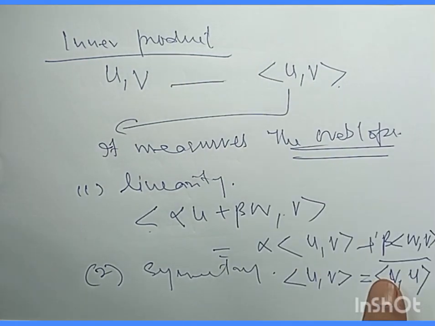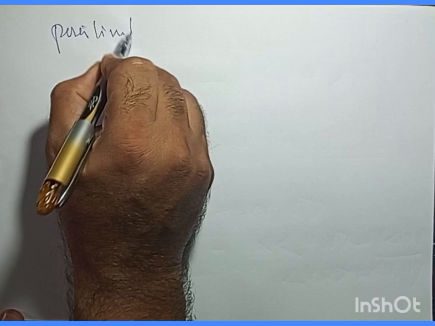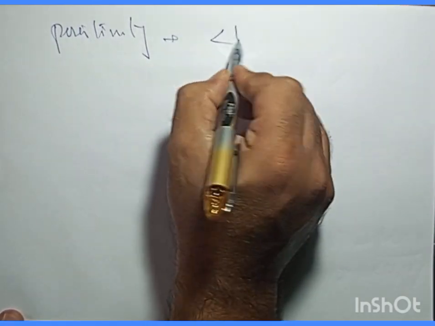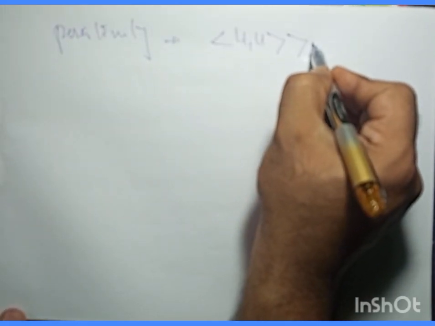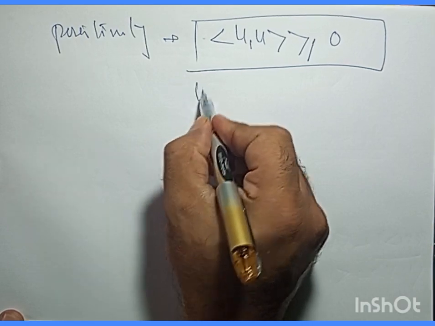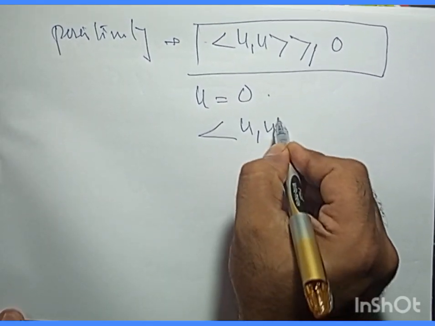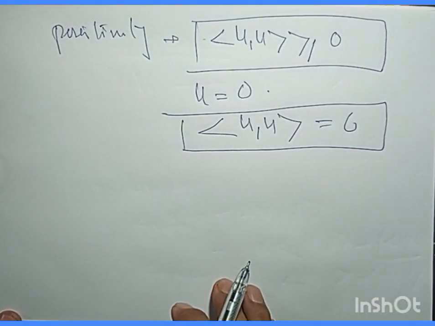And the third important thing that is essential for this inner product is the positivity. What's that? If I have u and u, their inner product will always be greater than or equal to 0. And this inner product will be 0 only if the magnitude of u is 0.